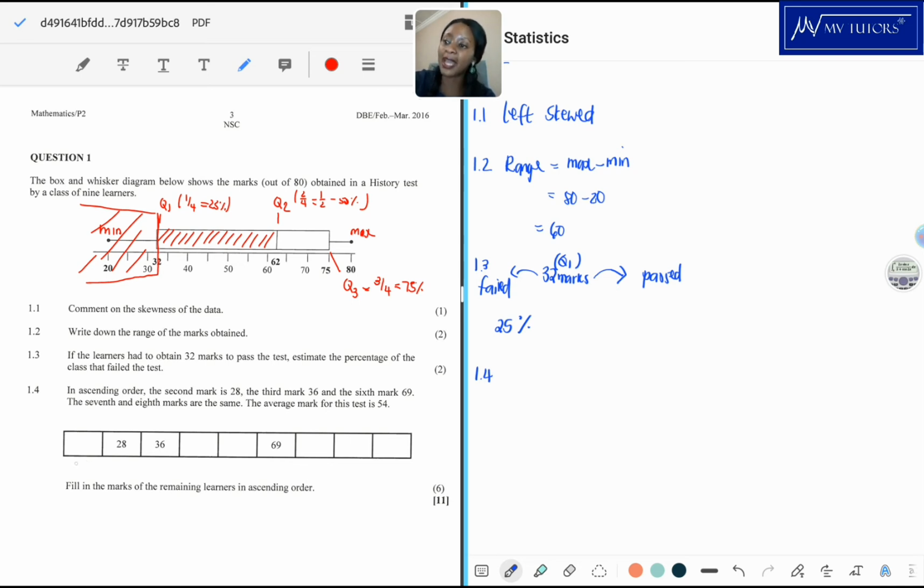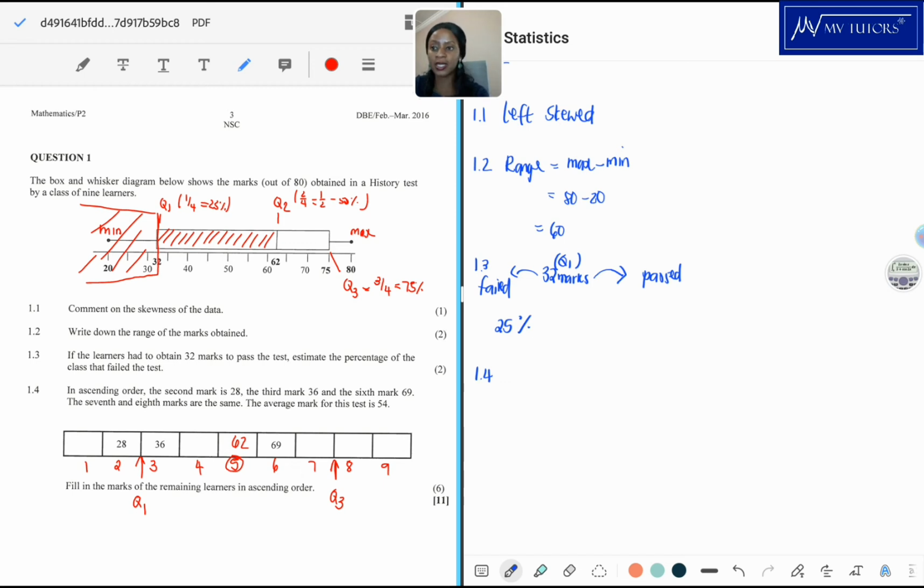So let's see. We had 9 learners, right? So 1, 2, 3, 4, 5, 6, 7, 8, 9. So which is our median? We have 4 on the side, 6, 7, 8, 9, that's 4, and then we have 1, 2, 3, 4, and that's 4 values in our data set. So 5 will be the median. And our median, what is it? Our median is 62. So in between here, that is actually my first quartile. And between 7 and 8, that's actually my third quartile.